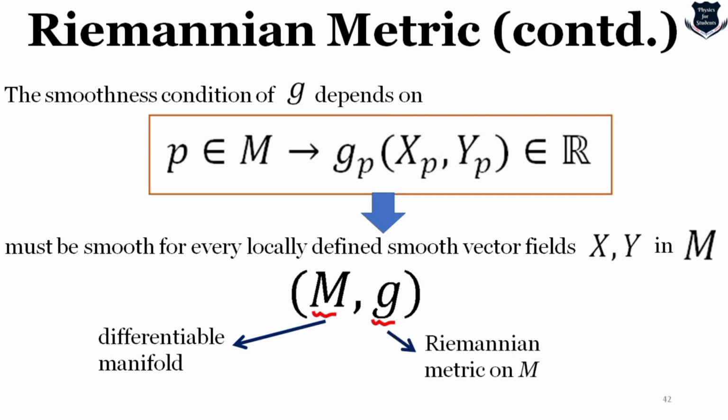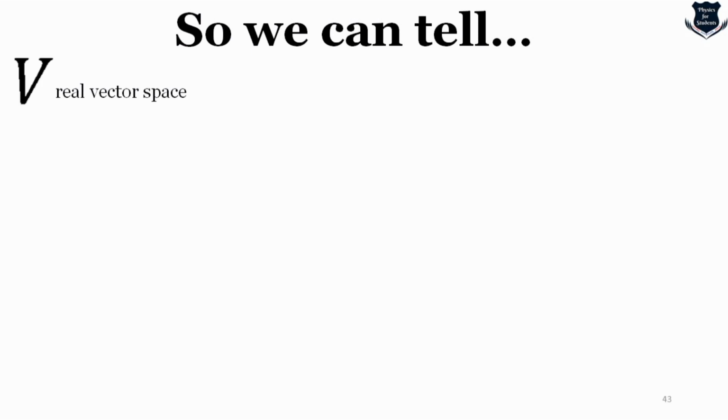Something which measures. Let us understand this one. It is a pair where M is a differentiable manifold and g is a Riemannian metric. Later on, you will see that this is often just noted as M, because the Riemannian metric is implicit in that.